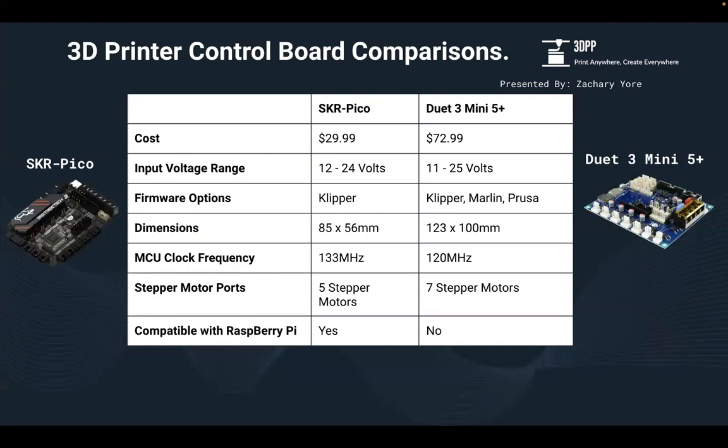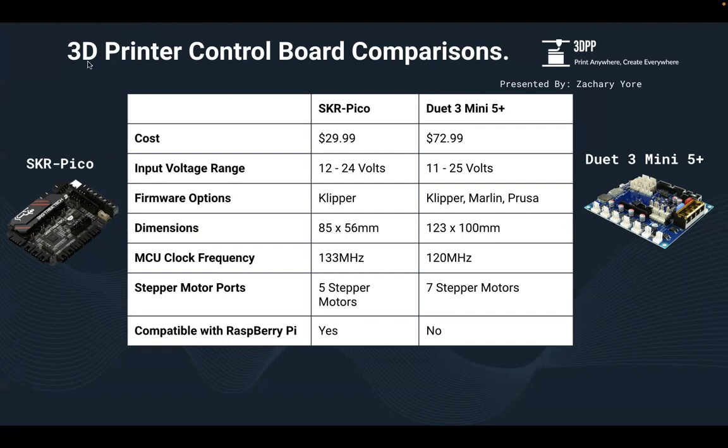So one of our first design decisions was ultimately one of our most important, which was deciding which 3D printer control board we were going to use. So we had to decide between the SKR Pico and the Duet 3 Mini 5 Plus. Now they both offer a wide range of compatibility and price ranges, but as you can see from the chart, the SKR Pico beats the Duet in almost every field, including price, which is important to us, as well as dimensions, which is, again, very important to us because of our limitations of space and the idea that we want our printer to be portable.